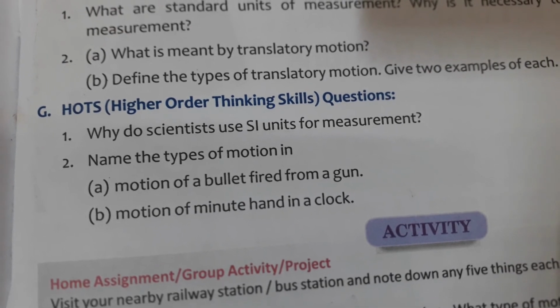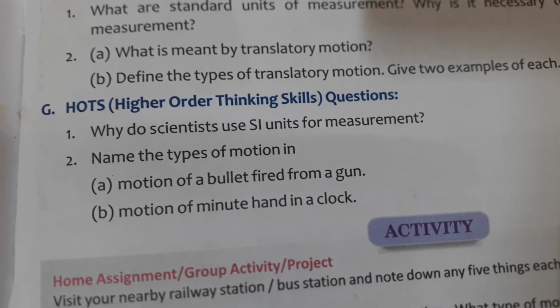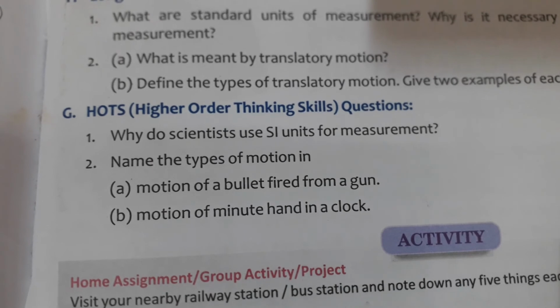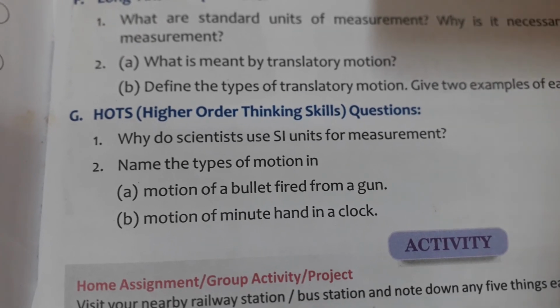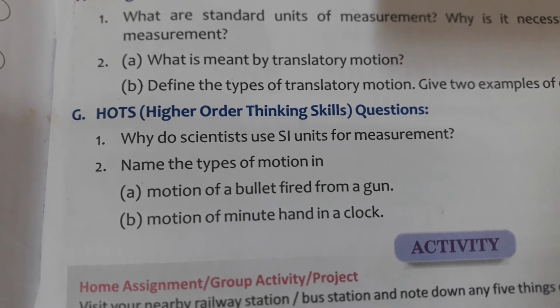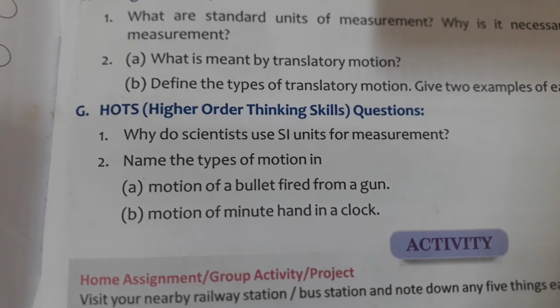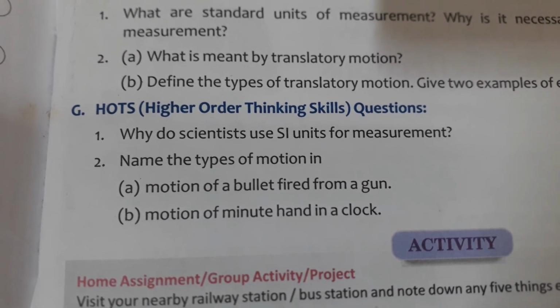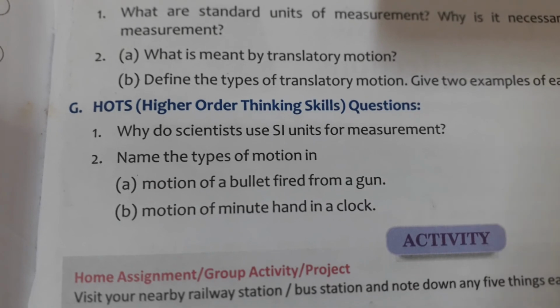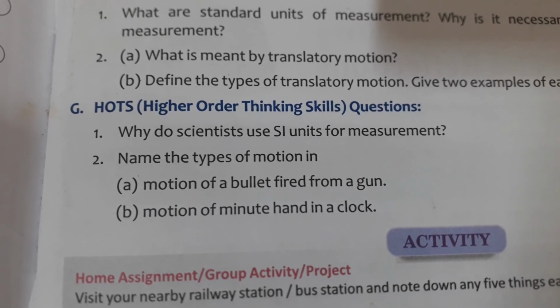Then which type of motion does the following show? Motion of a bullet fired from a gun. Which type of motion is this? It is a curvilinear motion. The bullet moves in a curved path. Motion of a minute hand in a clock. It shows a circular motion. These are all the question answers.